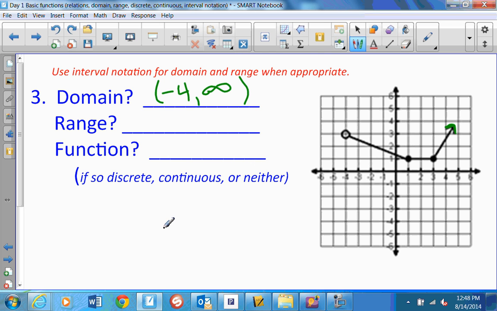How about the range? What's the lowest I'm going? Okay, 1 is the lowest I'm going to go. But those are both filled in, so that's actually going to be a bracket there. From 1 to infinity again, because now it's going up to infinity. It's going to the right to infinity, but it's also going up to infinity.